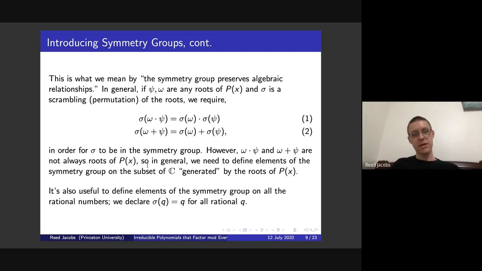Similarly, taking all possible sums and products is what I mean by generating here. And because every polynomial has a complex root, this will be a subset of C, the complex numbers. That's what this fancy C means. It's also useful to define elements of the symmetry group on all the rational numbers. And we'll see that it's useful to have any element of the symmetry group do nothing to rational numbers. It fixes all rational Q. So in particular, elements of the symmetry group are maps from some subset of C into itself.